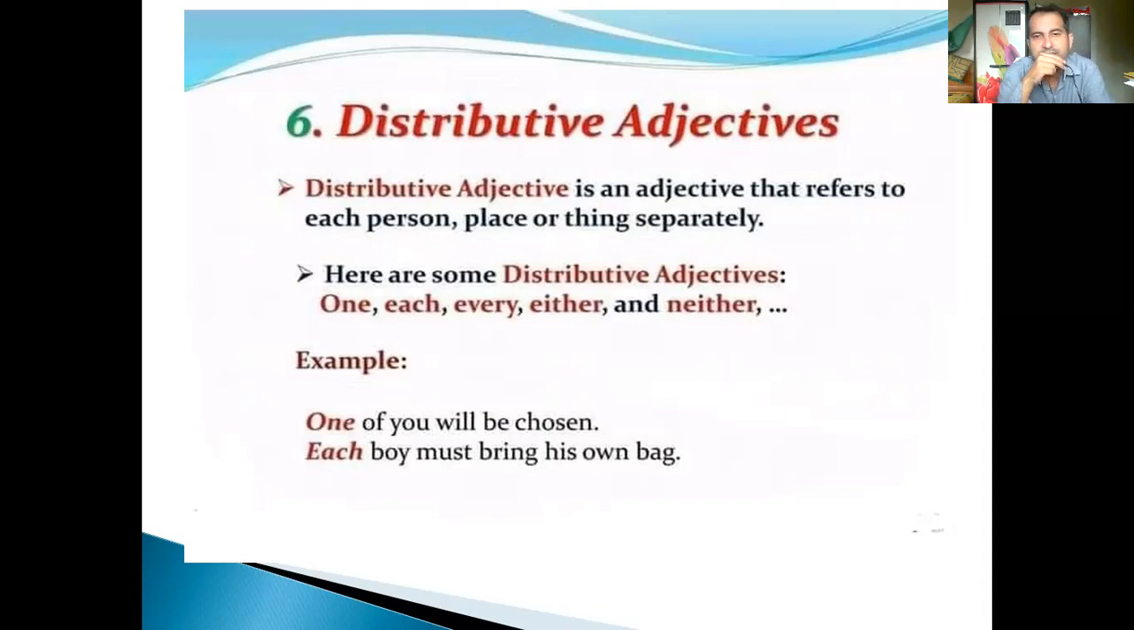When we use each or one, this is how this is used in a sentence. One of you will be chosen. One of you means one person will be chosen. So this is the use. You need to focus on the use, how this is used in sentences and what meaning they convey.